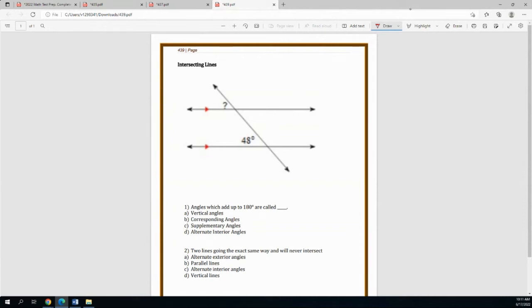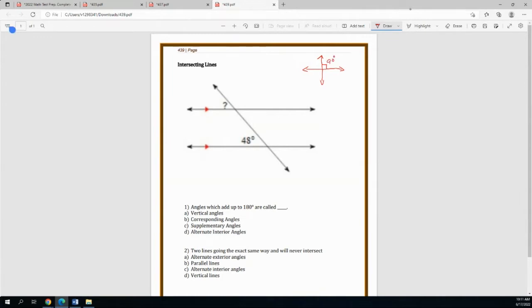Intersecting lines. Now, this one can be a little challenging for some students. So I'm going to start off with a different example. Let's talk about what it means to be perpendicular. We've already learned about perpendicular lines. Perpendicular lines cross at one specific spot, and what's special about them is that they cross at a 90-degree angle.